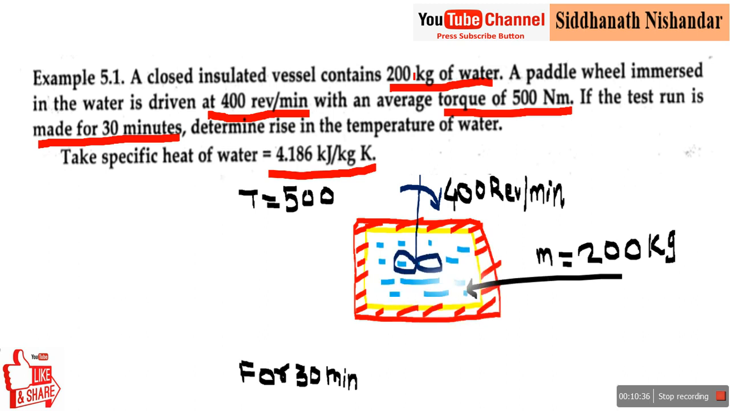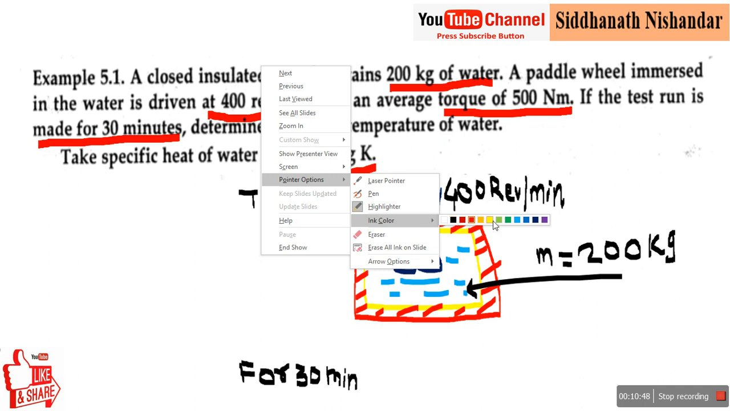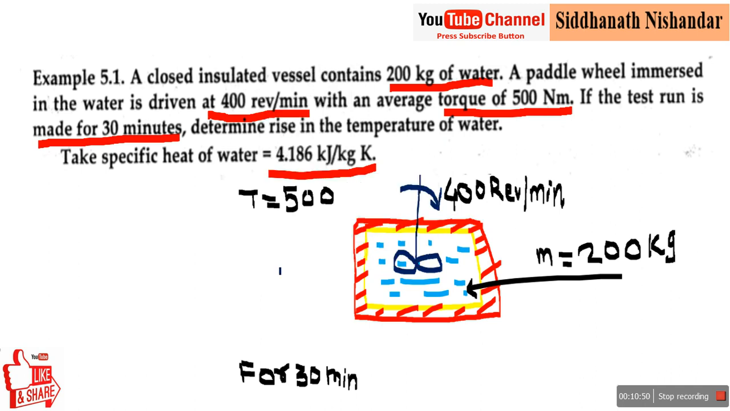So I'm just drawing here what they have given. There is one insulated tank. I'm changing color so you can easily see the highlight. This insulated tank contains a mass of water of 200 kg, and it is revolved by a stirrer at 400 revolutions per minute. Per minute it revolves 400 times.